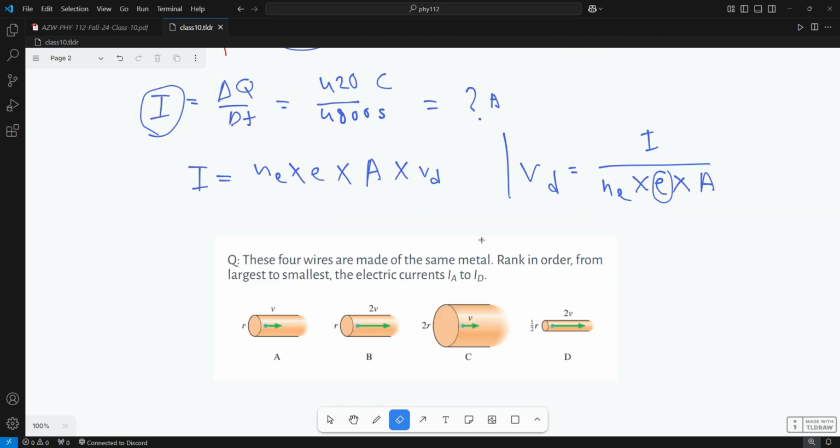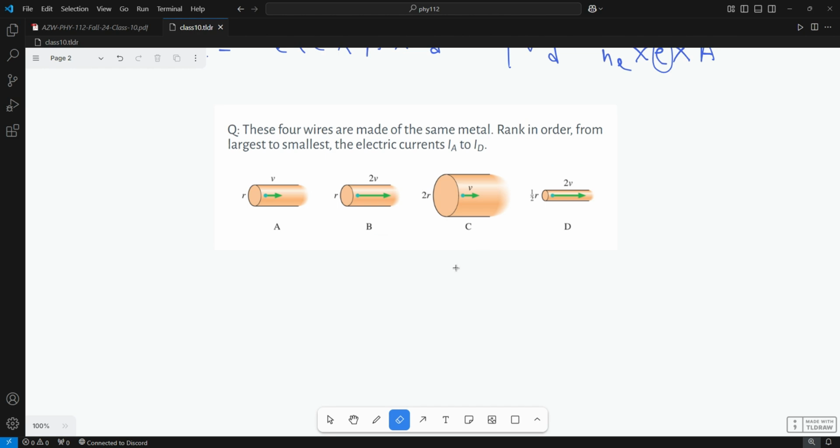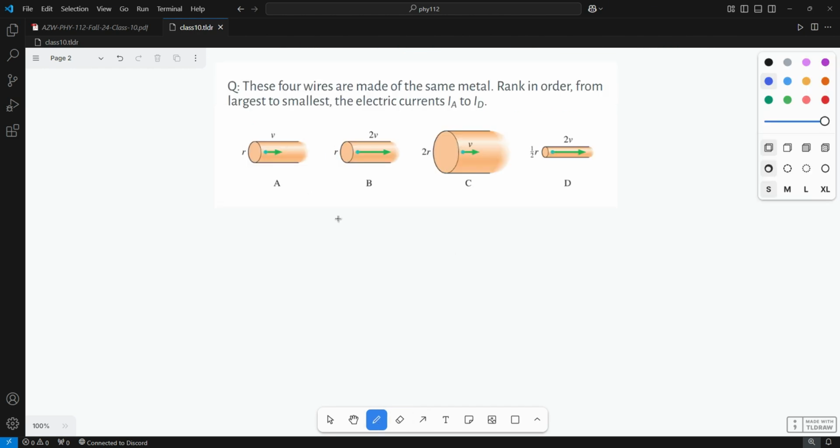So moving on to the next question, we have a theory heavy question over here. It says these four wires are made of the same material. So same material means that the resistivity will be same for all cases. For all four of these cases, the resistivity will be same. We have to rank in order from largest to smallest the electric currents IA to ID.